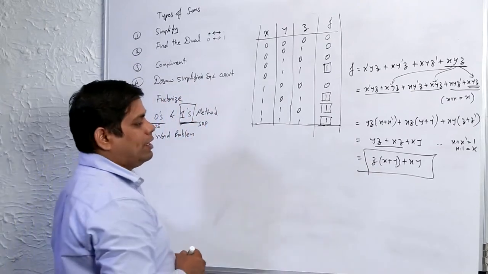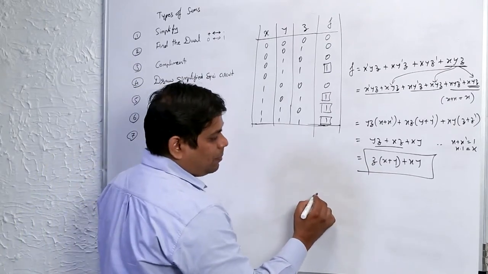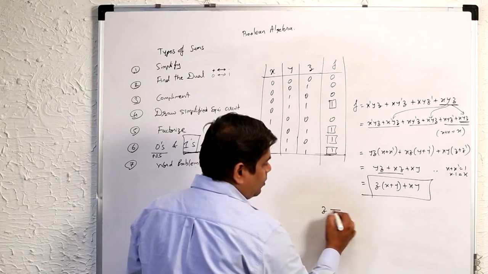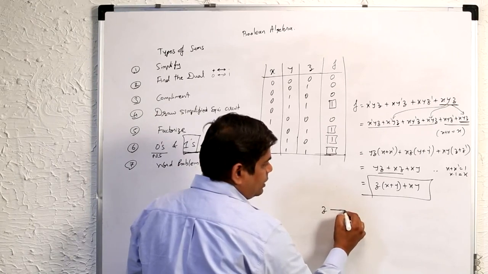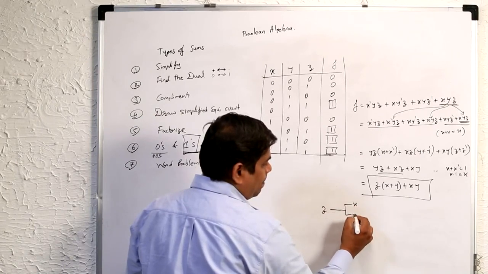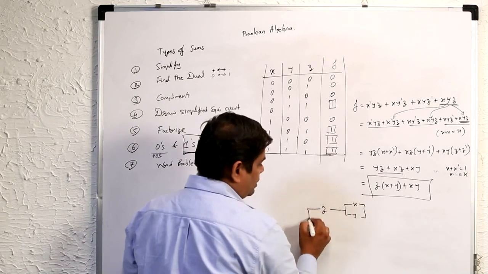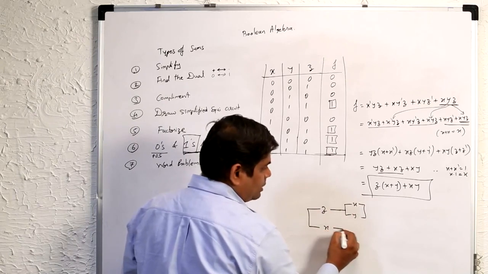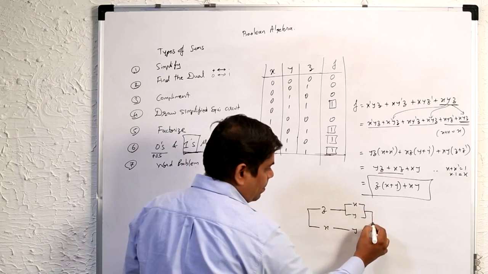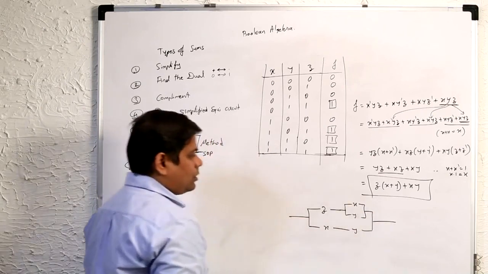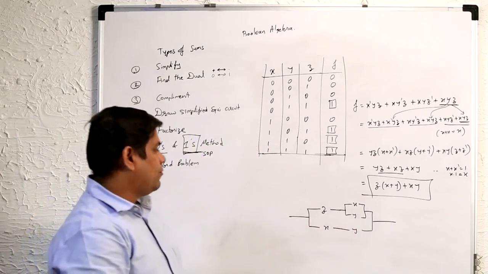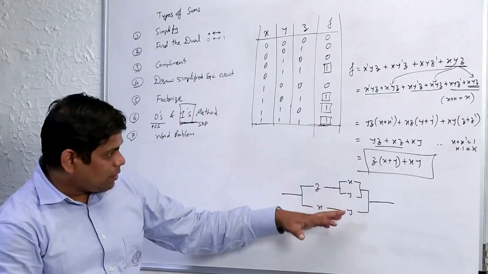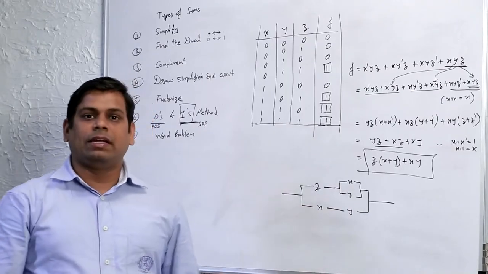And your job is to draw a final simplified circuit. So let us do that. You have z, which is connected in series with the parallel of x and y. The whole thing is connected in parallel with x, y. So that's the final simplified equivalent circuit. Let me check that once again. Yeah. So that's the end of it.